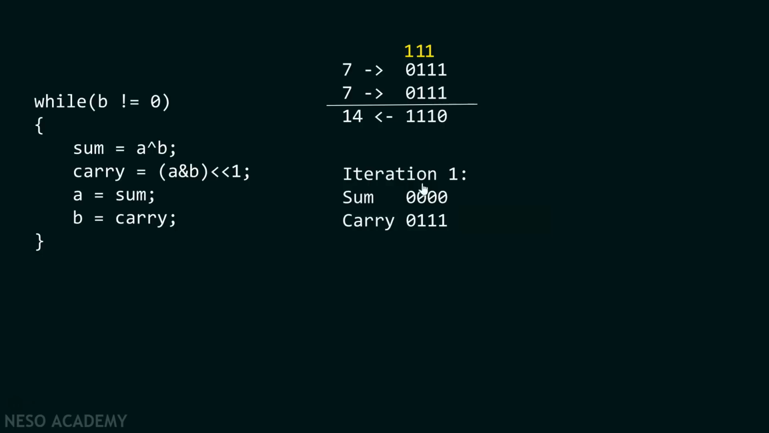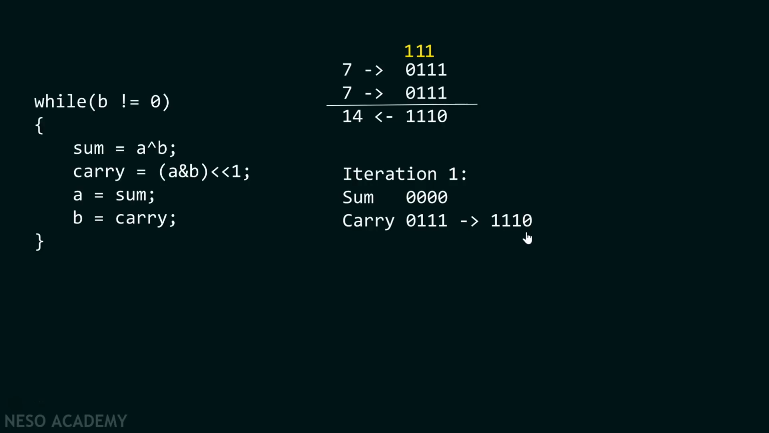A XOR B is equal to 0, 0, 0, 0. Because 1 XOR 1 is 0, this is also 0, this will also be 0 and this is also 0. Therefore, sum will be 0, 0, 0, 0. And what will be the carry? Carry will simply be 0, 1, 1, 1. You can easily check this. If we shift this binary number towards left by 1 position, then this will become 1, 1, 1, 0.